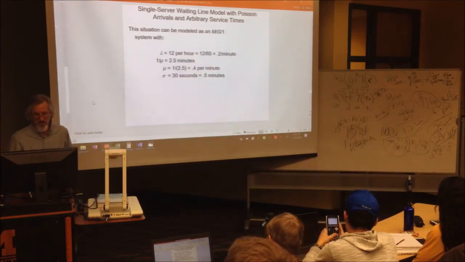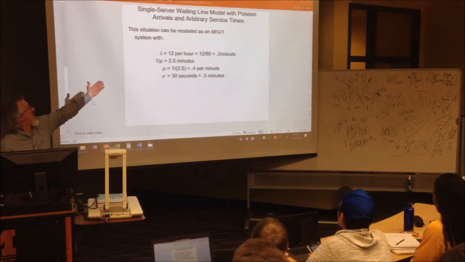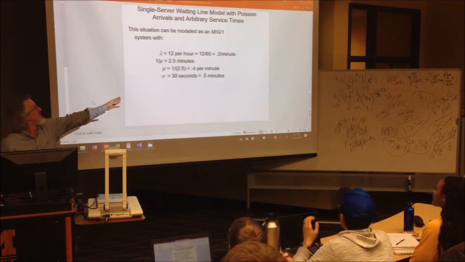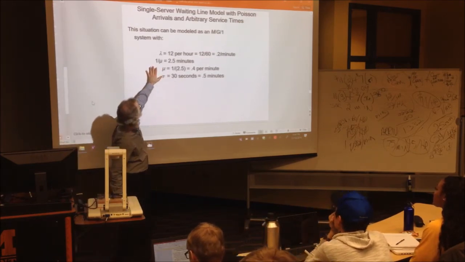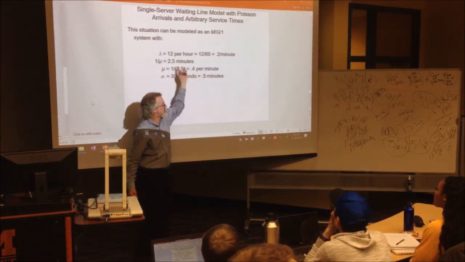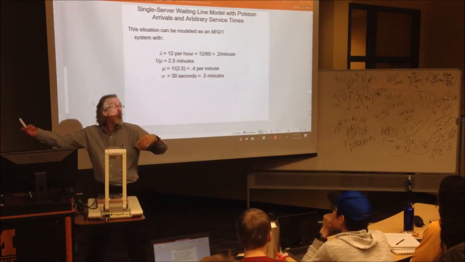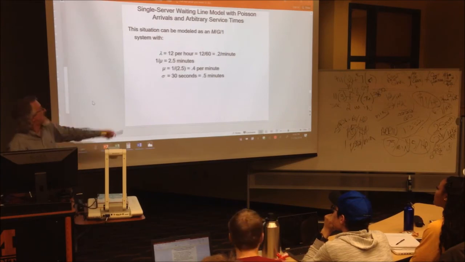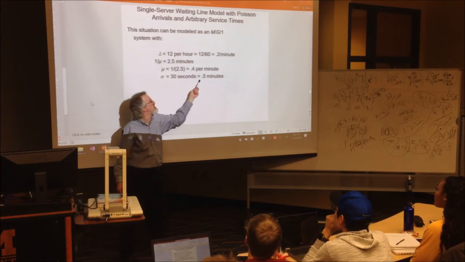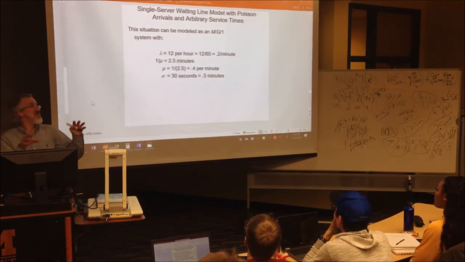So we went ahead and switched it to per minute. 12 per hour, 12 divided by 60 is 0.2 per minute. Service takes 2.5 minutes, which would be 0.4 per minute. The math is a little different than how we did it, but we got the same answer, 0.4 per minute. We first converted to hours, then divided by 60. And since this is per minute and that's per minute, 30 seconds gets converted to 0.5 minutes, a half a minute. So now everything's in minutes.